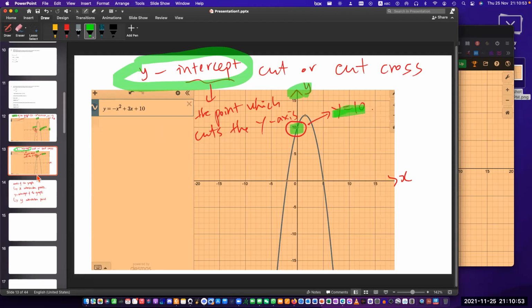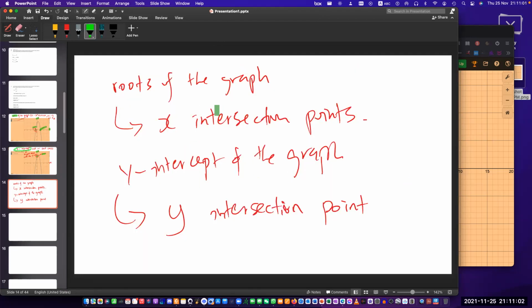Okay, good. So basically, if you get this kind of question, you need to draw the graph out. If you can draw the graph out, then you need to memorize the meaning of roots of the graph, and of course you need to memorize the meaning of y-intercept of the graph. So these are the meanings.